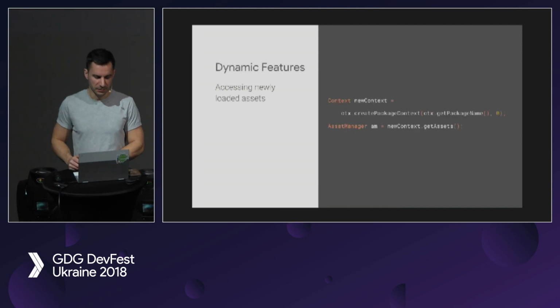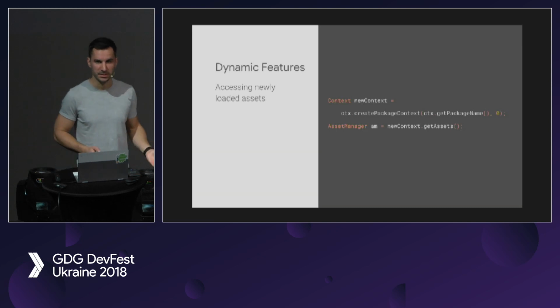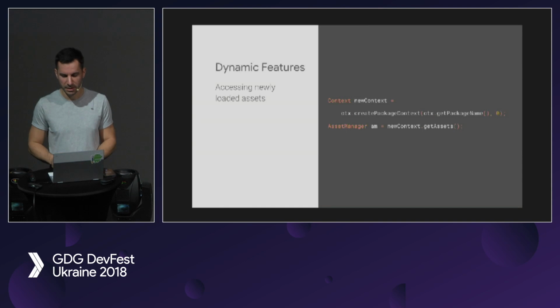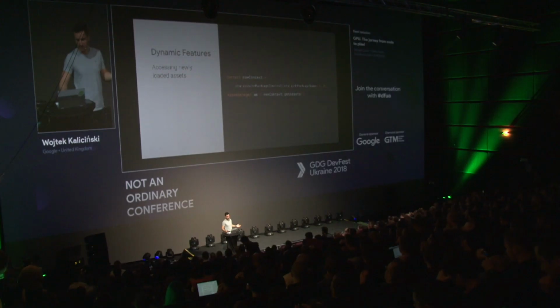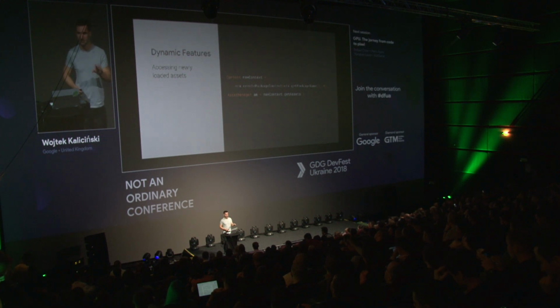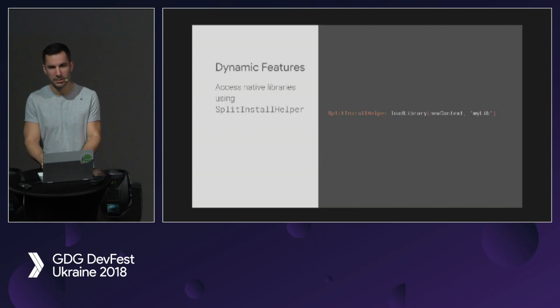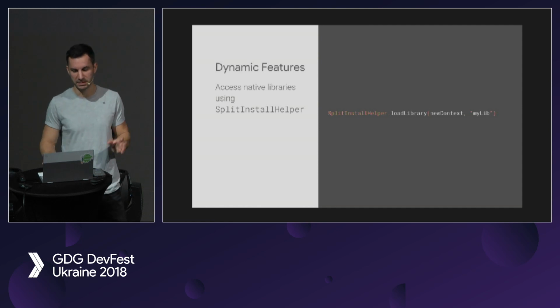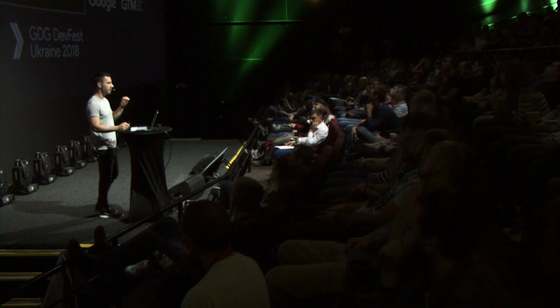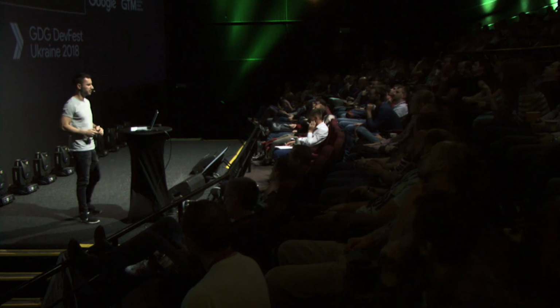So there's a few caveats, unfortunately. Once you request an installation of a new module and you want to access the newly installed assets, you have to remember to refresh your context. And so you do something like that. You create a new package context with your package name. You create an asset manager from that. And from now on, you can access resources that were contained in that new APK. For native libraries, if the Split APKs contains native libraries, you just have to remember to load the files. Instead of doing system load library, you call split install helper load library. And it makes sure that it also checks these new APKs for your native libraries as well.